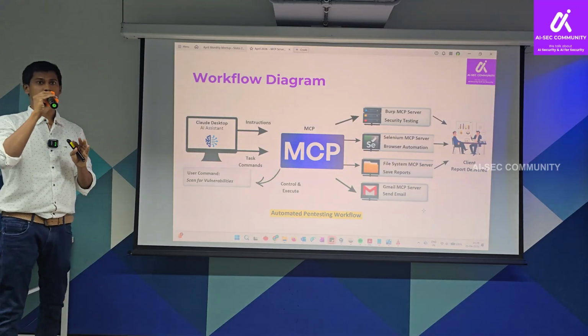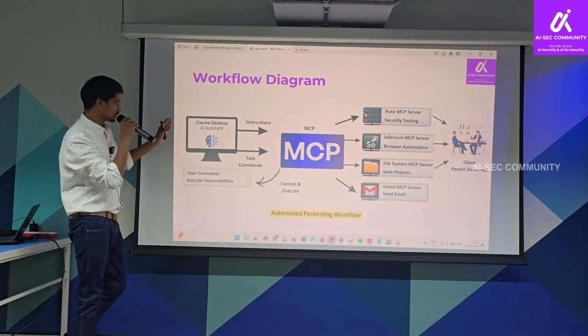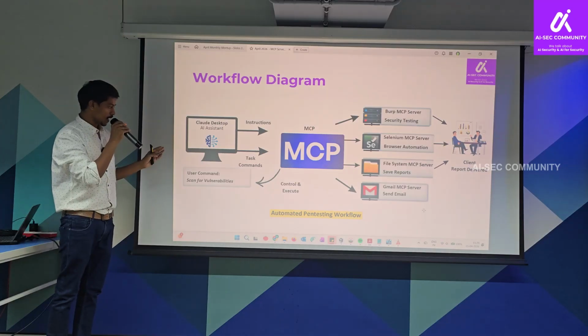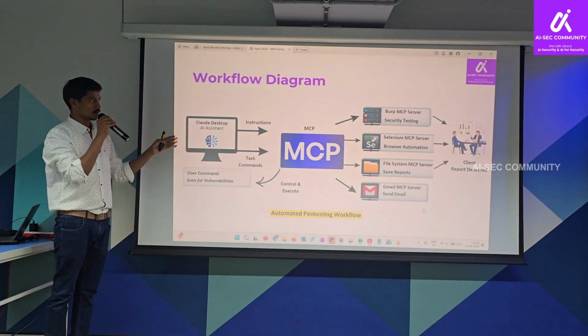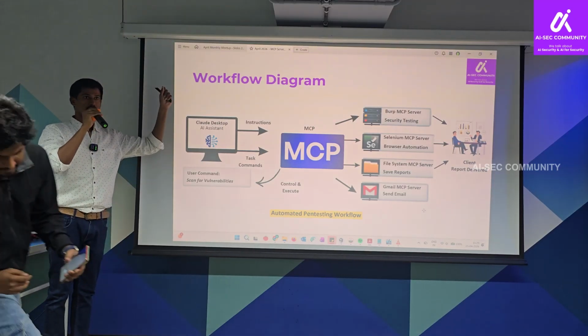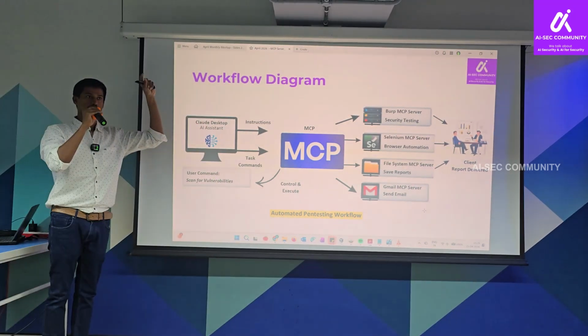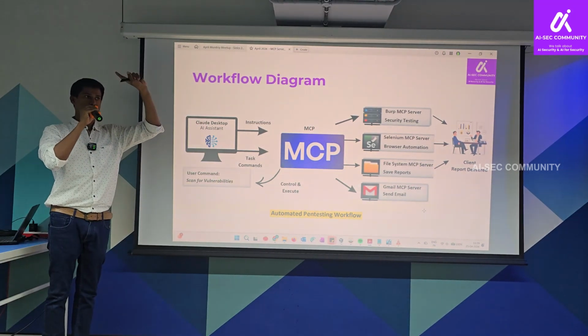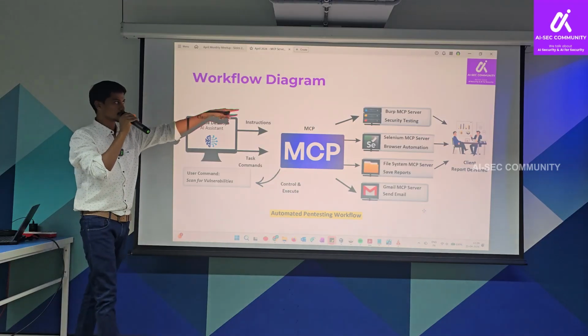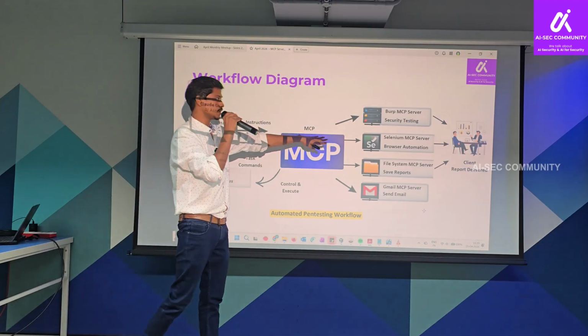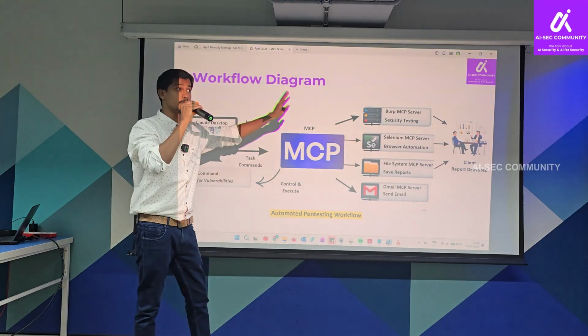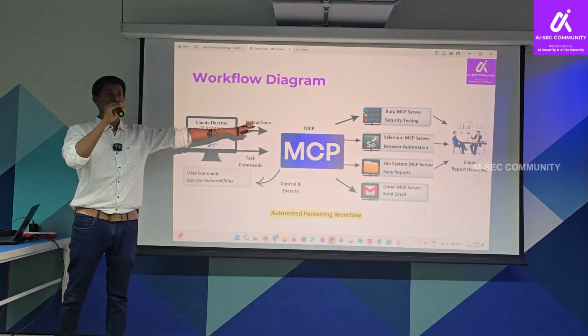So this is the workflow diagram. Here the Claude AI assistant is there. I am giving the command to do pen testing for my scope, then take a screenshot and send a report to my client. So it will use all these four things. Selenium MCP: Selenium is mainly used for browser-based automation. Why am I using it here?